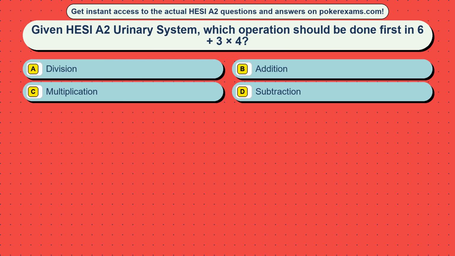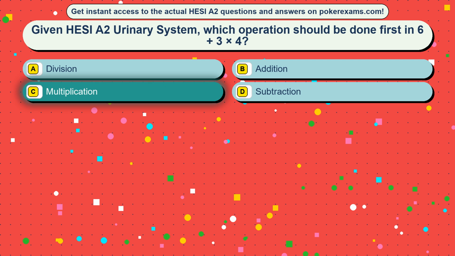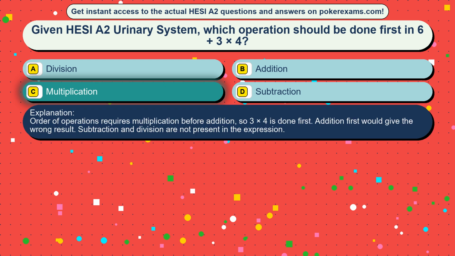Question 28. Given HESI A2 urinary system, which operation should be done first in 6+3/4? Option A, division. Option B, addition. Option C, multiplication. Option D, subtraction. The correct answer is option C, multiplication. Order of operations requires multiplication before addition, so 3/4 is done first. Addition first would give the wrong result. Subtraction and division are not present in the expression.